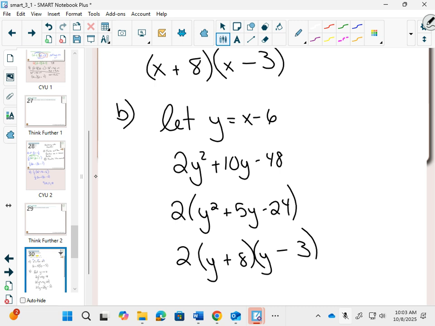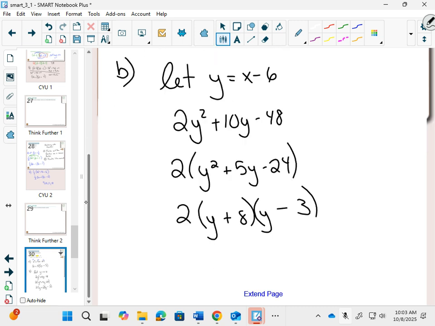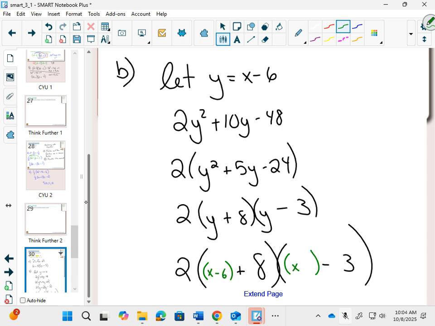So if you have something where it looks really complicated and you have to expand it out, you might be able to make it easier by doing a substitution. I temporarily let y equal x minus 6, and I got to this point, and now I can substitute back in the x minus 6 and the x minus 6. You see how I put that back in for these y's? Because that's what y was equal to.